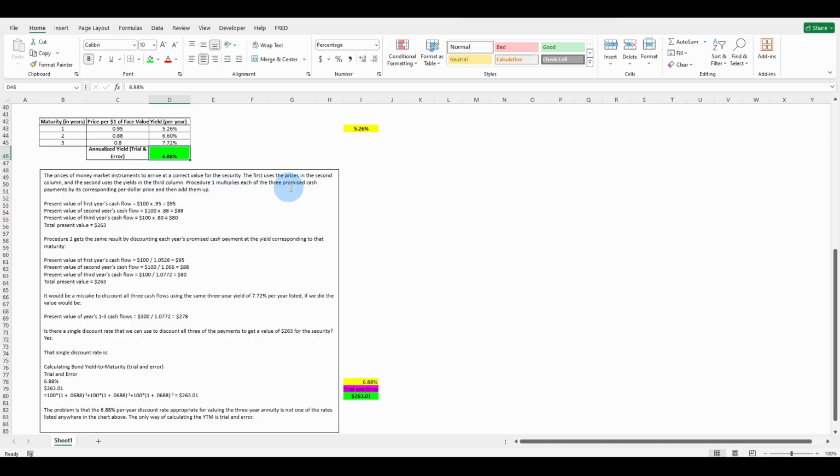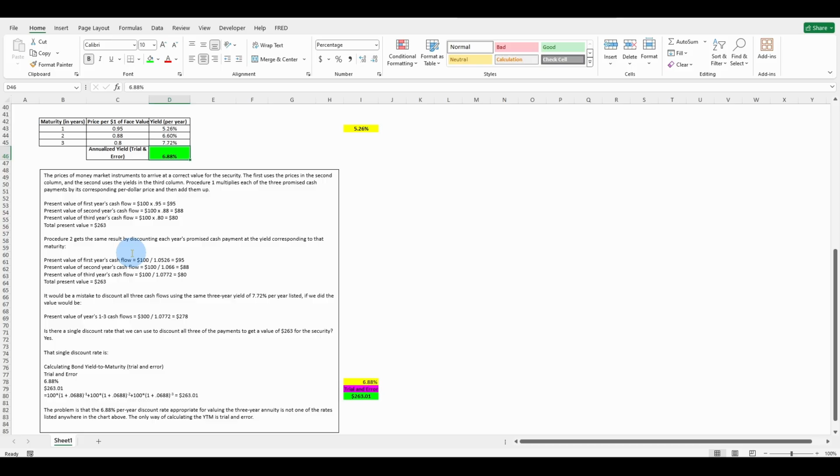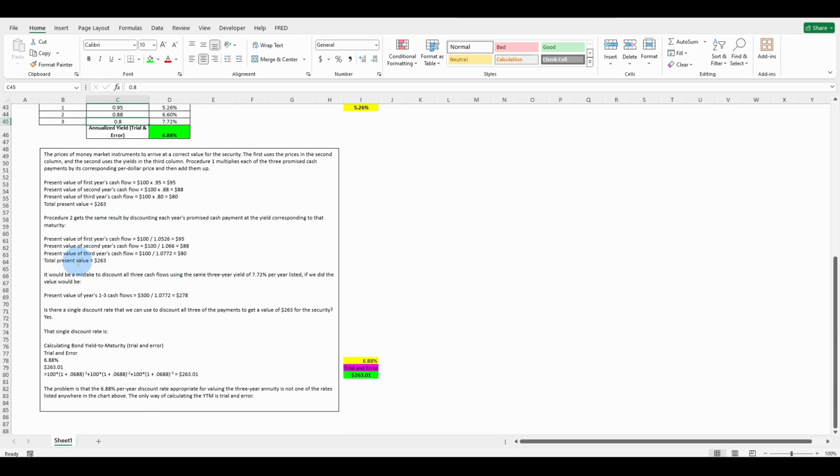Procedure 1 multiplies each of the three promised cash payments by its corresponding per dollar price, then adds them up. Here we have 95, 88, 80, so you get 100 times 95, and you can see the math here. So we get 263. You go 95, 88, 80, and we get 263. The other is just to take this 100 and divide it by this yield. It will come up with a number, and that number should correspond to here, and then you do the same thing. Add them up. Pretty straightforward.